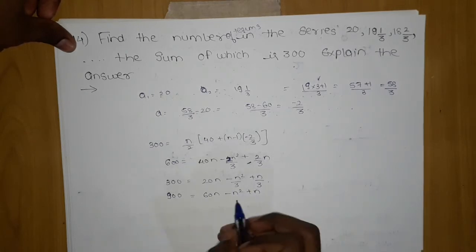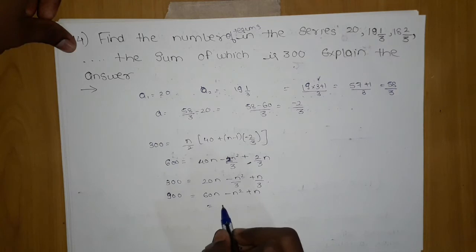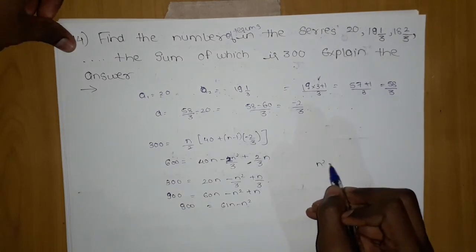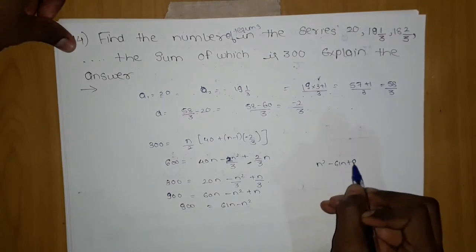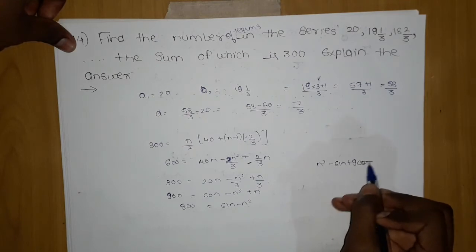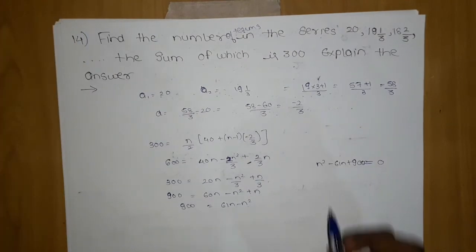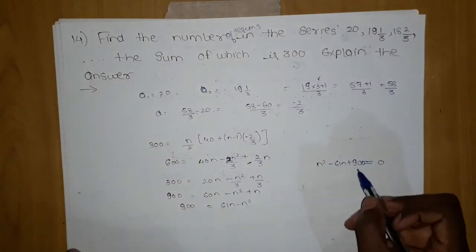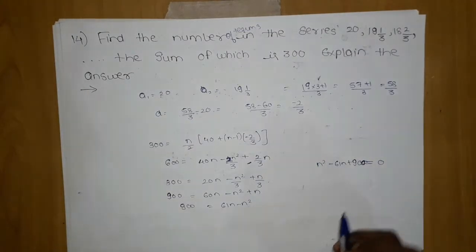Further, if I calculate this, I get 61n minus n square equals 900, giving me n square minus 61n plus 900 should be equal to 0. So I want to find its roots. What are its roots?